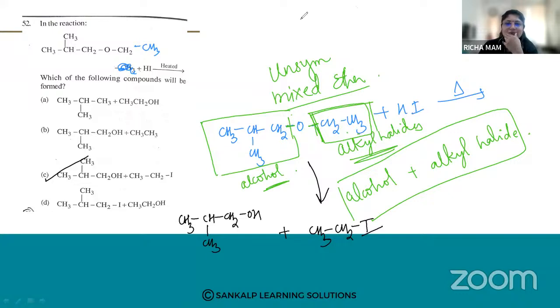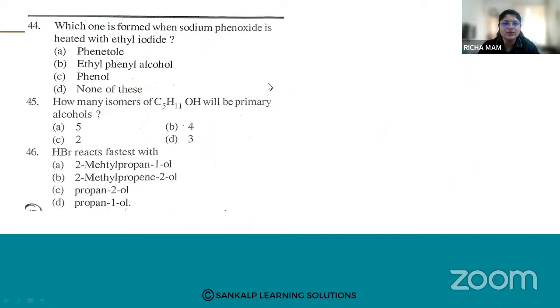Is it understood now? Is it clear? Whenever you have unsymmetrical ethers, or mixed ethers, the lower alkyl group will form the alkyl halide, and the higher alkyl group will form the alcohol. So whenever you are heating with hydrogen iodide, one alcohol and one alkyl halide is formed. Fine. Let us go for the next one.